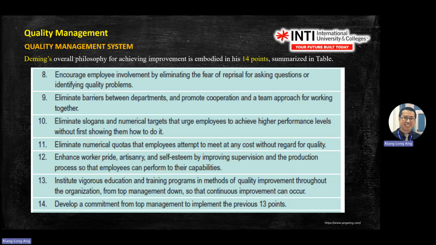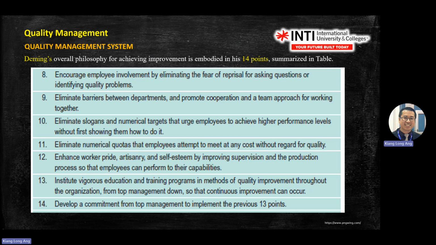Then this one is the fear, eliminating the fear of asking questions. Right. Because the front line operators are the first ones who see the problems. So if your staff are afraid to raise the problems, then the problems will remain. Then eliminate barriers between departments. This one is more on the teamwork.